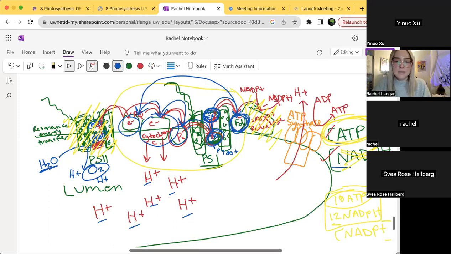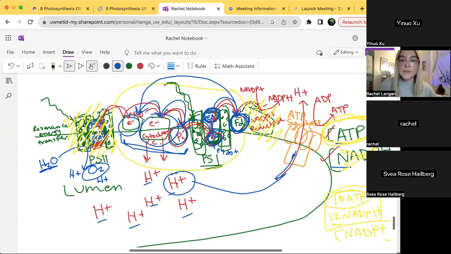Okay, how is that making ATP? Well, as you're passing electrons to these guys, what do they do with some of that energy? They use it to pump in hydrogen ions, and then those hydrogen ions get used to power ATP synthase.